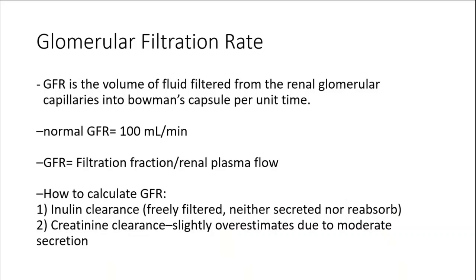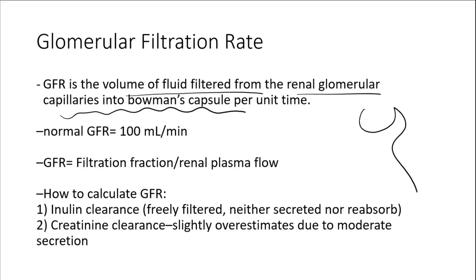Next is glomerular filtration rate. The volume of the fluid filtered from the renal glomerulus capillary into the Bowman capsule. We already discussed this a lot. Bowman capsule, we have glomerulus. So the volume of the fluid which is filtered into the Bowman capsule per unit time is GFR. Normal GFR, they are saying 100, but it's 100 to 120.